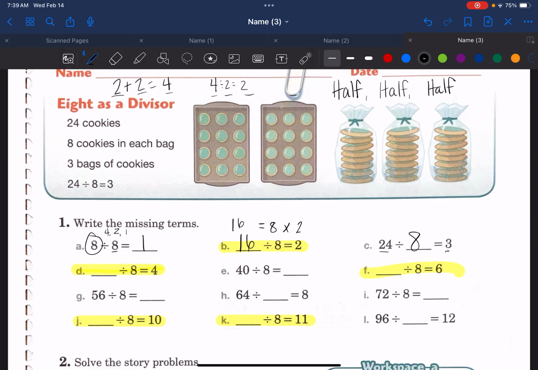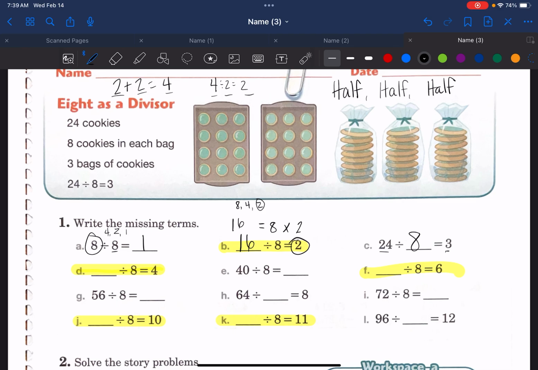Now I can double check that by doing my half strategy. What is half of 16? 8. What is half of 8? 4. What's half of 4? 2. So that's what my answer was, my quotient of my division problem. So it worked. So you can always check it.